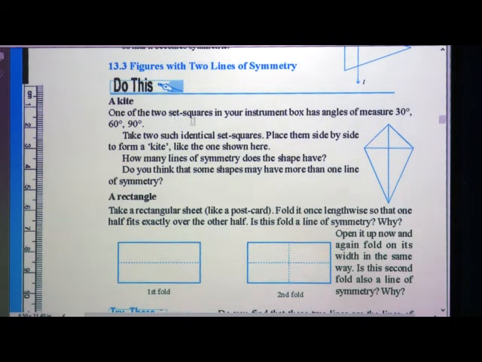See here, one of the two set squares in your instrument box has angles of measure 30, 60 and 90. Take two such identical set squares. Place them side by side to form a kite. Like the one, see, we have formed here the kite. The two set squares are placed. How many lines of symmetry does the shape have? This is the first line of symmetry. Is this correct? No, this is not the right one. Do you think that some shape may have more than one line of symmetry? Yeah, this particular shape of a kite has one line of symmetry, but do you think other than this there are shapes that have more lines of symmetry?